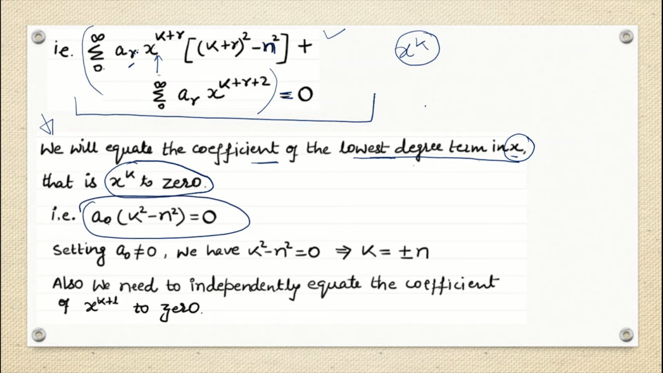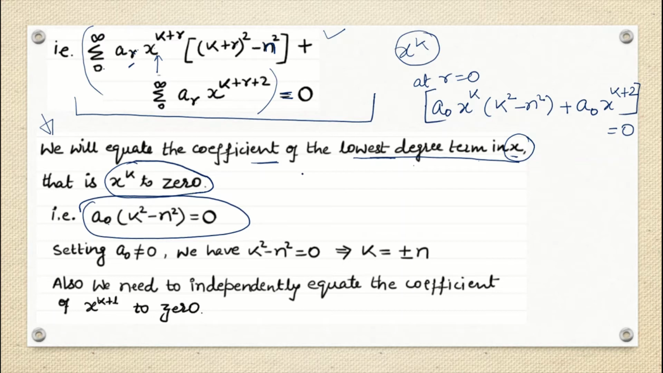The first term is a0, x to the power k, and then k plus 0, that means k square minus n square. That I'll just write down here, the very first term. So I'm writing down at r equals 0, what will be the term? It will be a0, x to the power k plus 0, so x to the power k, and here it will be k plus 0, that means k square minus n square, and then plus, here also if I'm writing down r equals 0, it will give you a naught x to the power k plus 2, and then finally the right hand side is 0. Is that okay to write?